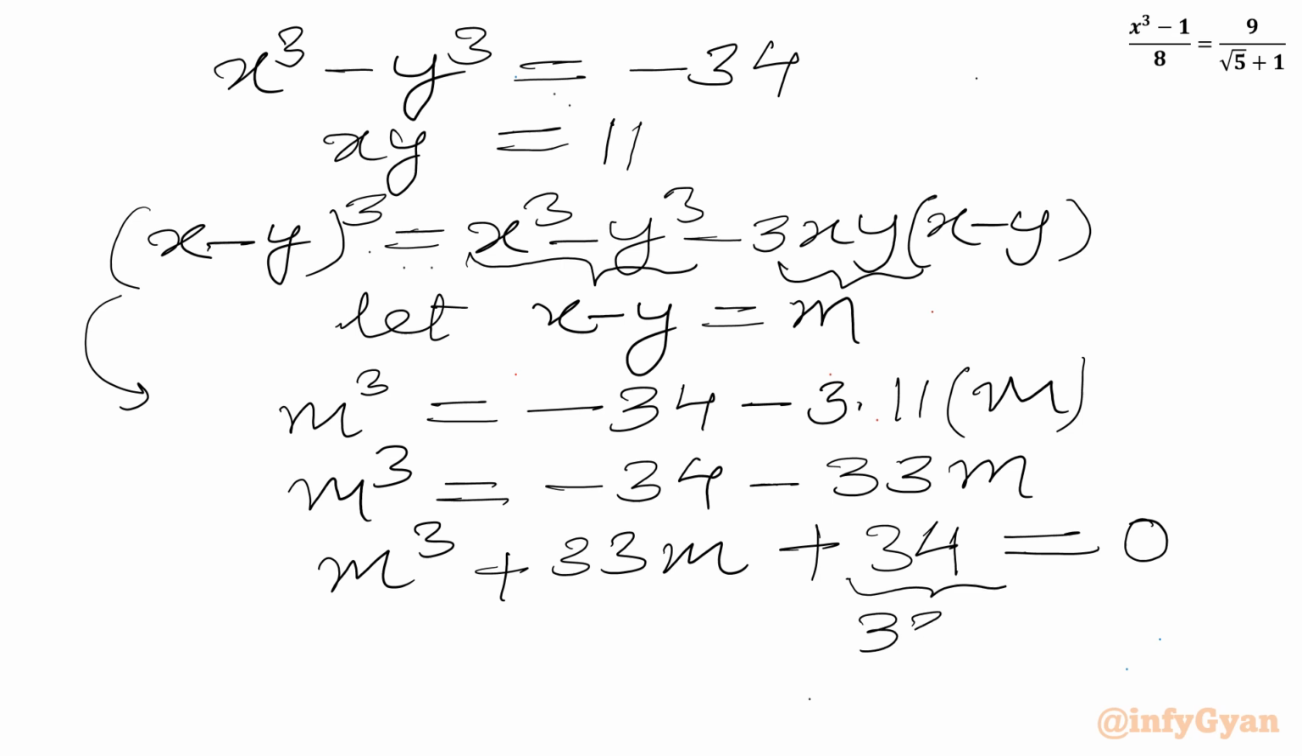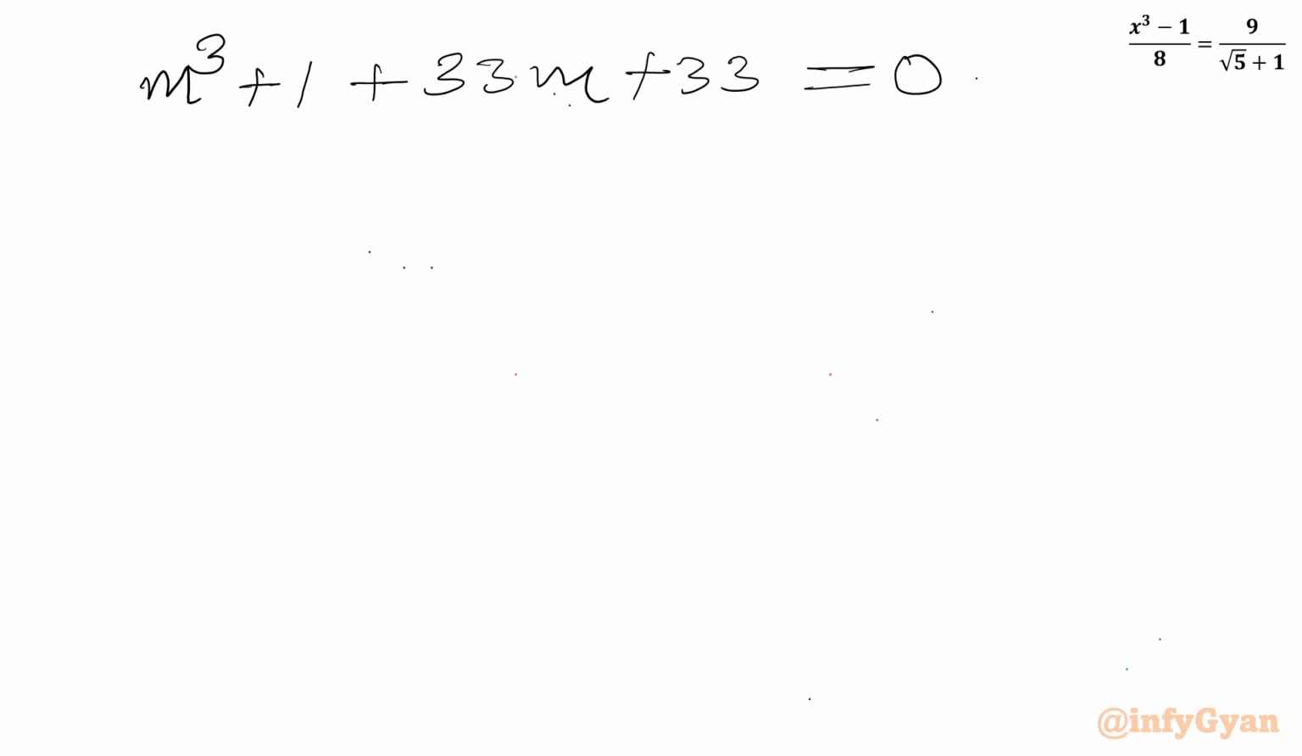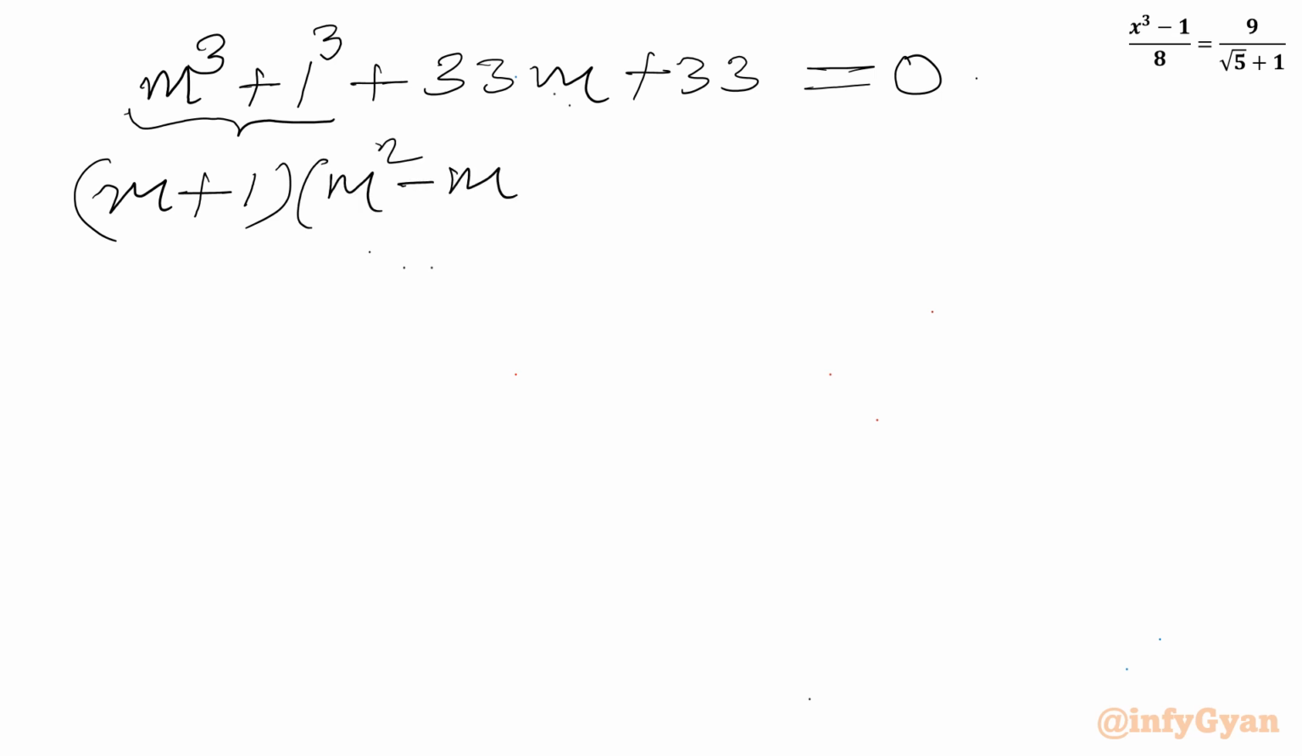Now this is one cubic equation and we have constant 34. I can split 34 as 33 plus 1, and this 1 I will consider with m cube. So I can write m cube plus 1 plus 33m plus 33 equal to 0. Now we have a cube plus b cube here, so the formula can be applied. I will be writing m plus 1 times m square minus m plus 1.